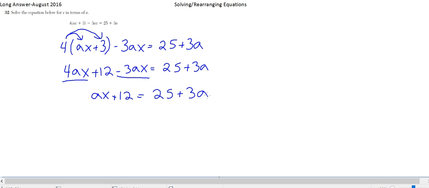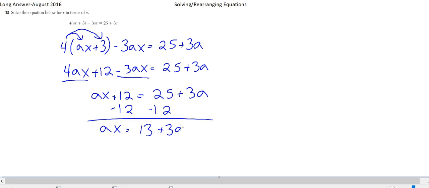Since we want to solve for x, we want everything that has an x attached to it on one side of the equation, and everything that doesn't have an x attached to it on the other side of the equation. So ax we're going to keep on the left-hand side, but we're going to move the 12 to the other side. So we're going to subtract 12 from that side. Since we subtracted it from the left side, we also have to subtract it from the right-hand side. And ax is equal to 25 minus 12, which is 13. Bring down the plus 3a. Now we have ax is equal to 13 plus 3a.